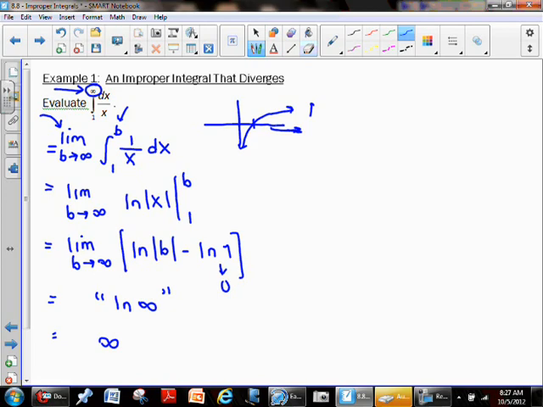Now, one thing that we want to do here is if we do have an answer in an improper integral of infinity, or for that matter, negative infinity, it's best to describe this with a special word, and that word is diverge or diverges. This improper integral diverges. And as you can see, the title of the problem indicates that that was going to be the case.